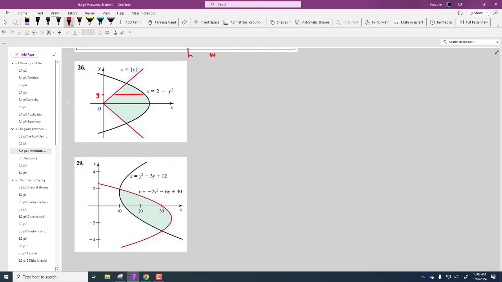Now, if we are 100% sure that this region is symmetric about the x-axis, we could find this upper area and then double it. Right? We know for sure that x equals absolute y is symmetric about the x-axis. How do we test whether this function is symmetric about the x-axis?